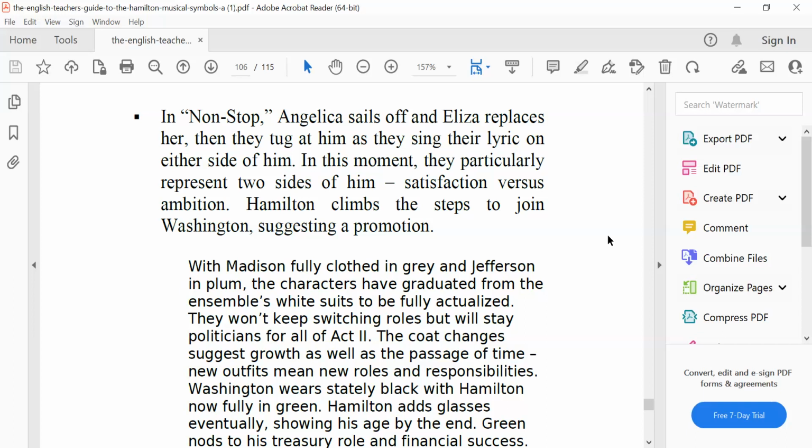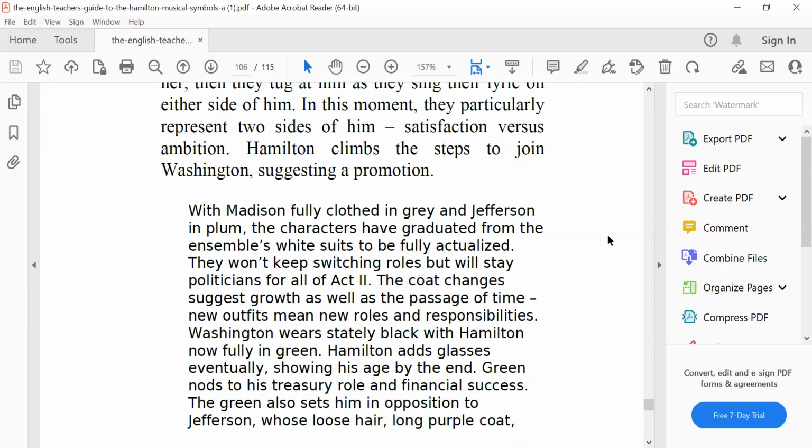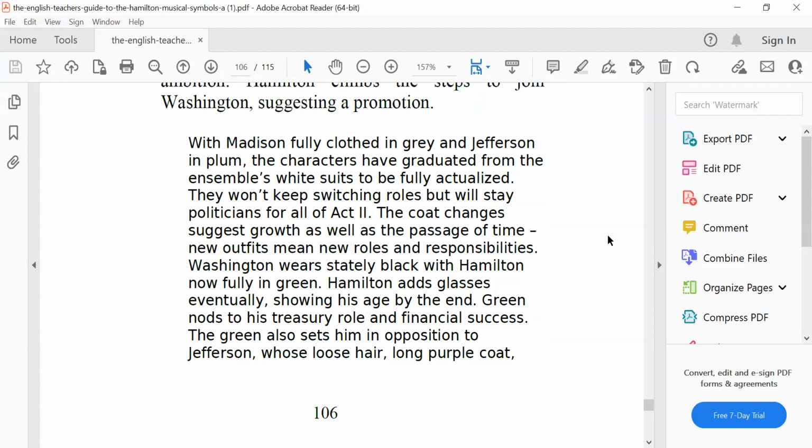And he climbs up the steps to join Washington. This looks like a promotion. This looks like going up to the ceiling. This looks like going up the mountain to the Capitol. Sure. End of Act 1.